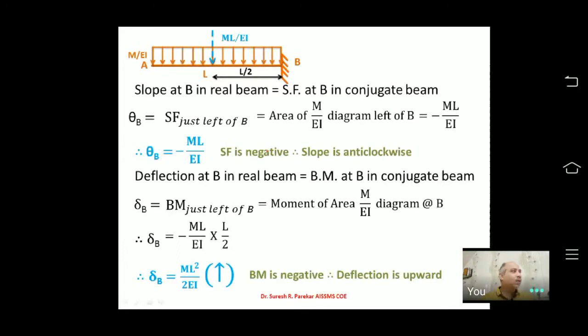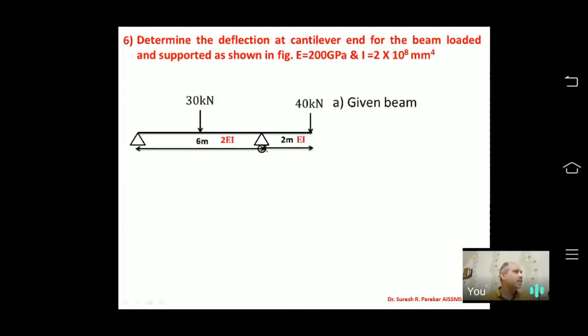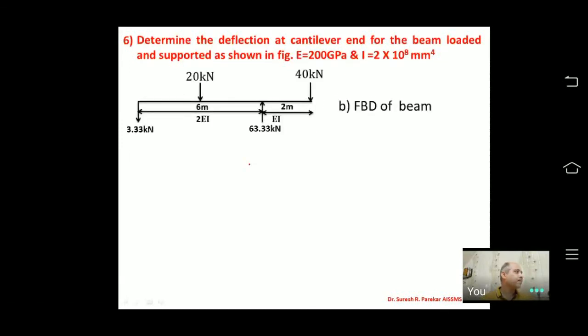So we will go to the next one, that is again a cantilever loaded and supported as shown in the figure. Then you can see this problem. Now, important, we have to plot the bending moment diagram. Then you can see this. So we have this diagram, and there we are going to get this as 3.33 and 63.33. And then now I can draw the bending moment diagram.